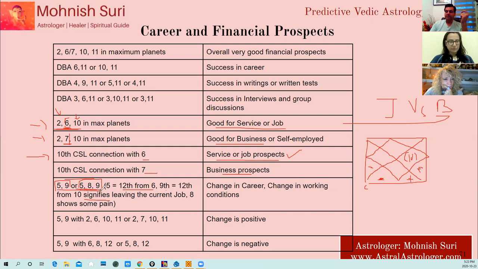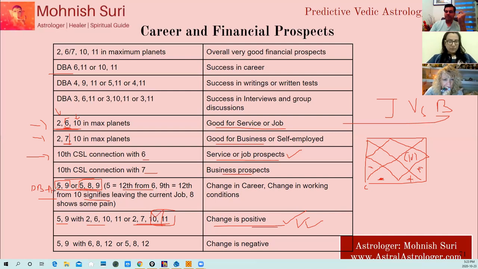So the same combination, if you extend it, if you see 5, 9 with 2, 6, 10, 11, and 2, 7, 10, 11, the change is positive. If somebody says, I'm changing a job, you see the combinations in DBA. This will all be in DBA, okay? Dasha, Bhukti, Antara, because these are the three planets which are ruling you at any given time. In DBA, if planets are showing 5, 8, 9, along with 2, 7, 10, 11, or only 10, 11, even 10, 11 is good. You say the change is positive for you. You're doing it with your desires, and that will increase your career.